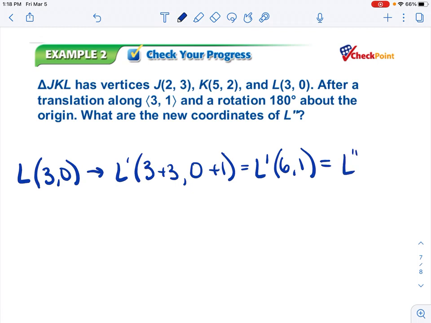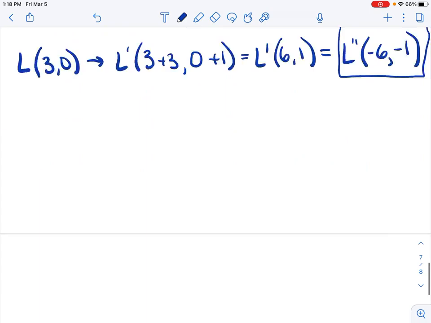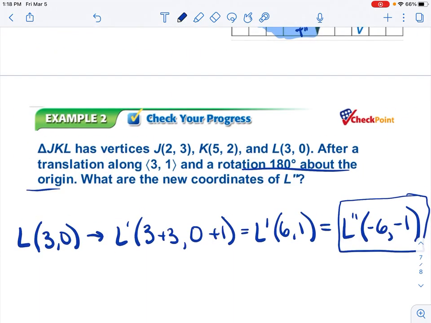And then for L double prime, when you do a 180 degree rotation, like we just talked about earlier, they become the negative or opposite versions of themselves. So our coordinate of L double prime after our translation and our rotation is -6, -1. And that's it.